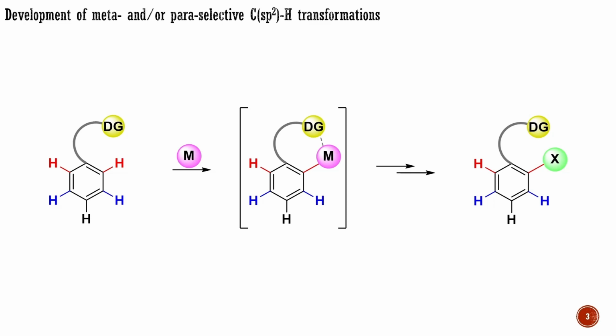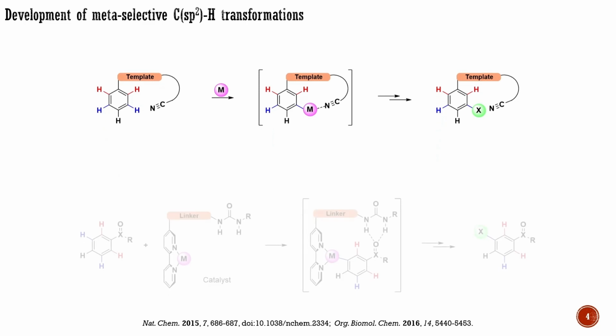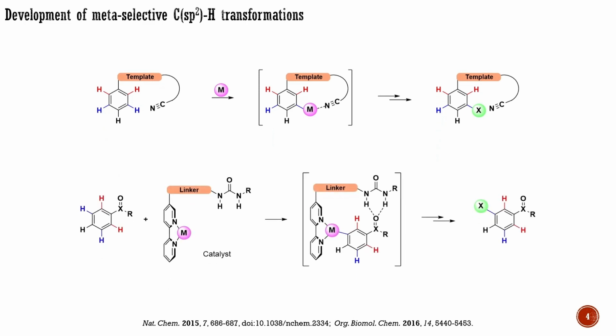With modern developments in directing group-assisted CH activation, it is now possible to selectively functionalize even remote CH bonds. For instance, there are 4 strategies available for meta-selective CH transformation. The first one is based on the application of directing groups connected to the substrate through a special template. This template is designed so that the directing group appears in close proximity to the meta-CH bond, directing the catalyst to that position.